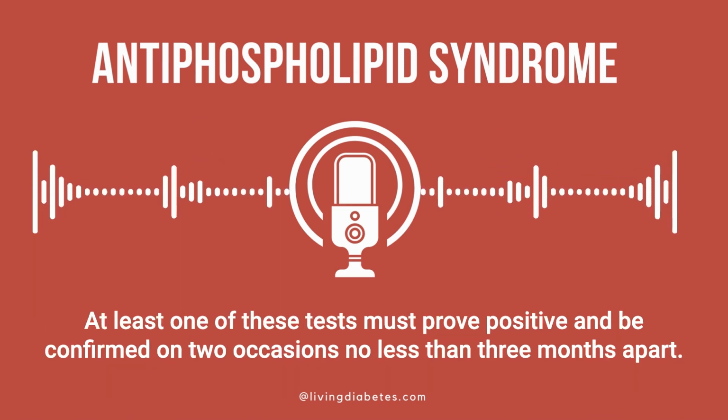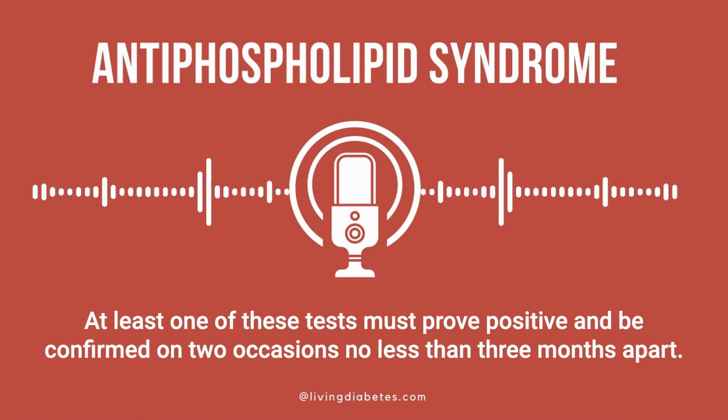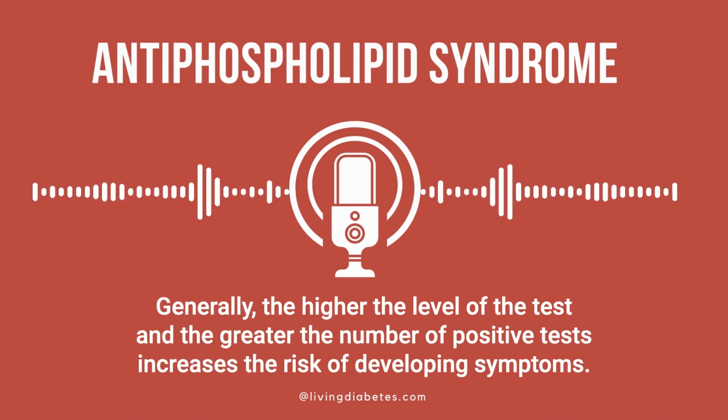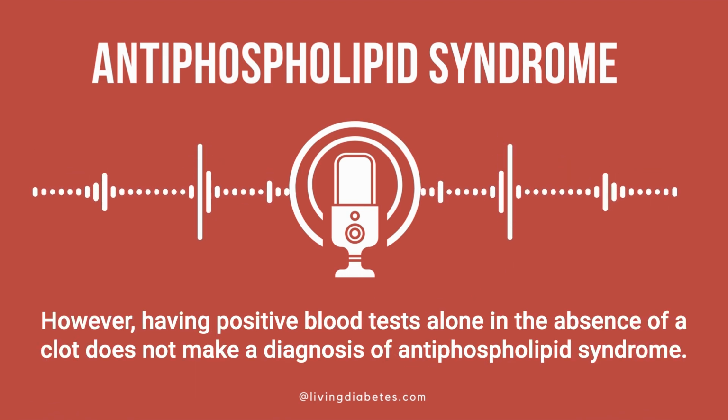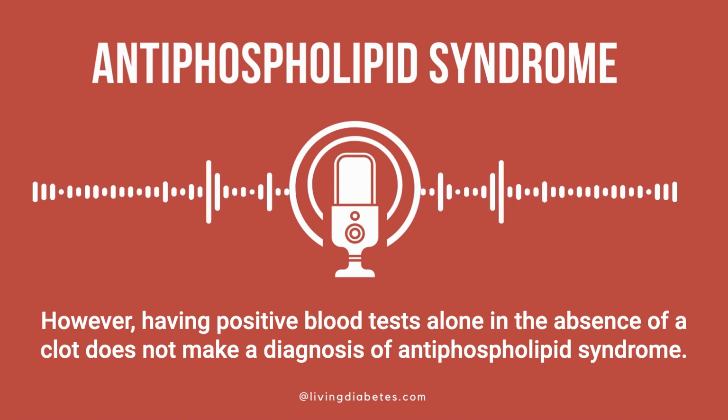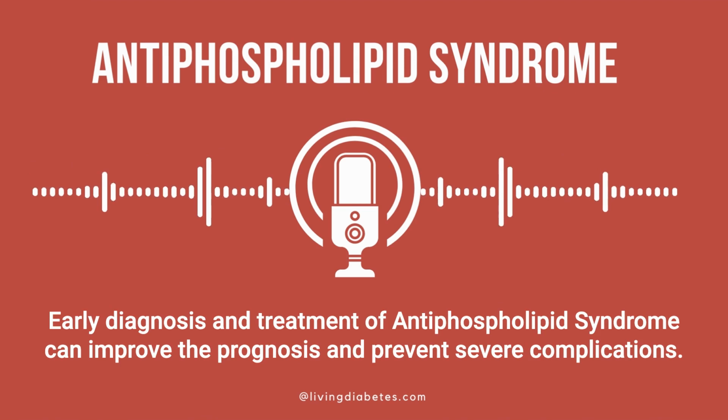At least one of these tests must prove positive and be confirmed on two occasions no less than 3 months apart. Generally, the higher the level of the test and the greater the number of positive tests, the greater the risk of developing symptoms. However, having positive blood tests alone in the absence of a clot does not make a diagnosis of antiphospholipid syndrome. Early diagnosis and treatment of antiphospholipid syndrome can improve the prognosis and prevent severe complications.